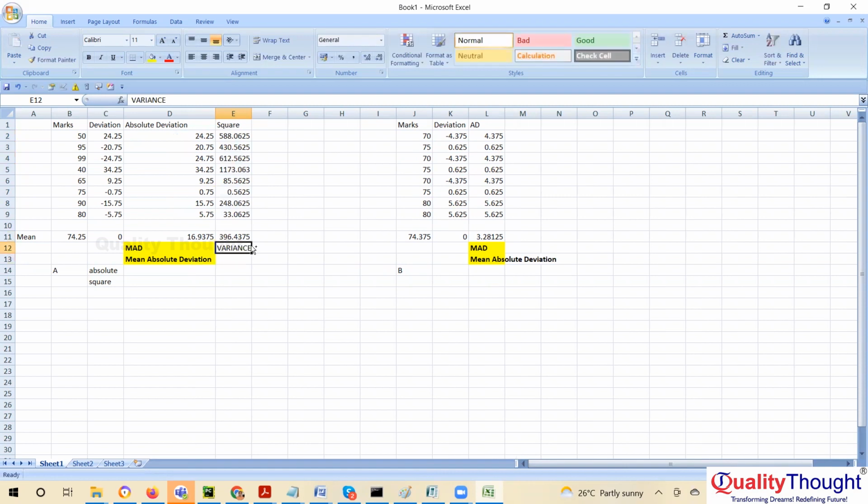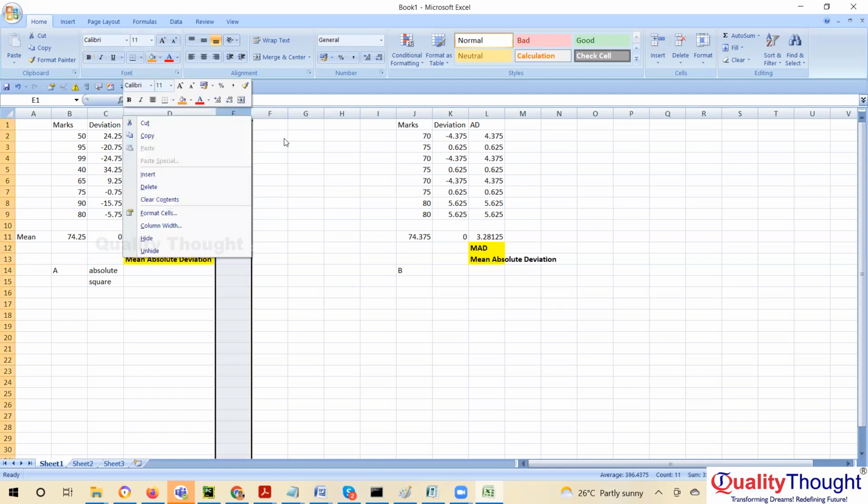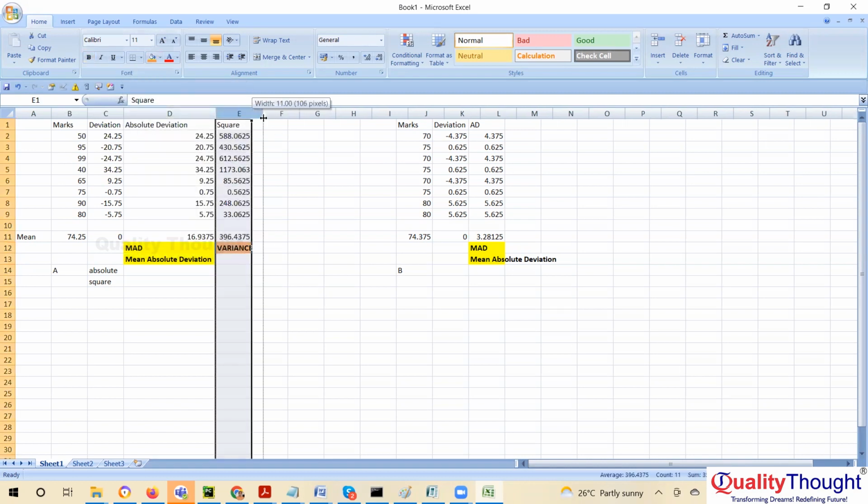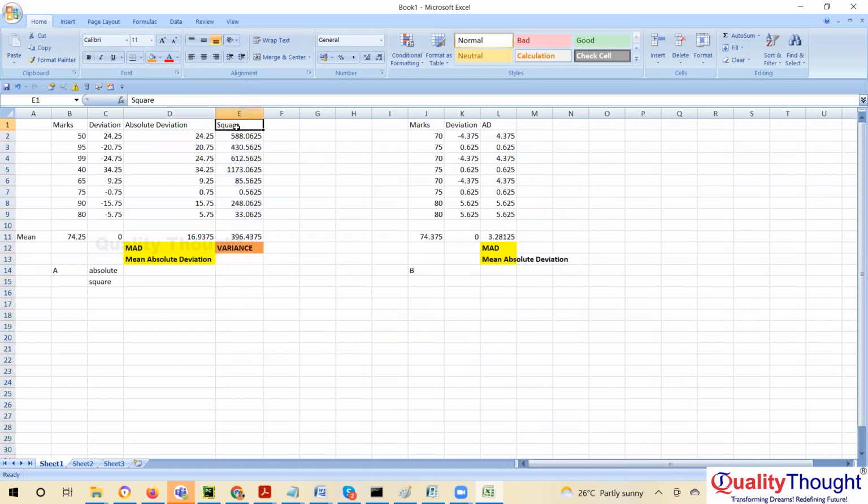Another very important metric. In fact, we prefer variance over MAD, but MAD is also important. Variance is your mean square deviation, MSD. We did the squared deviation, and then we found the mean, MSD.